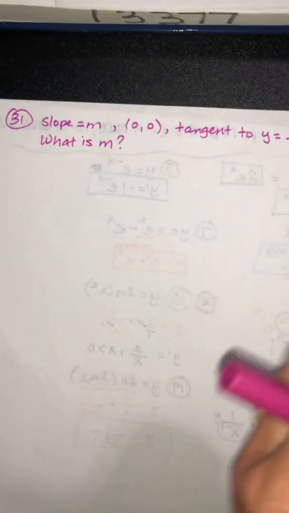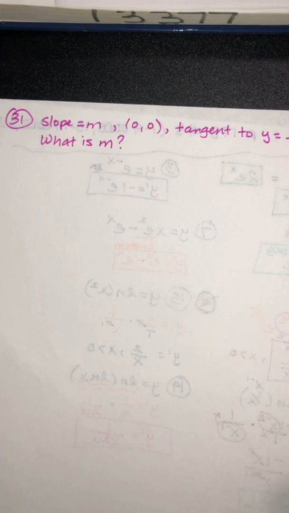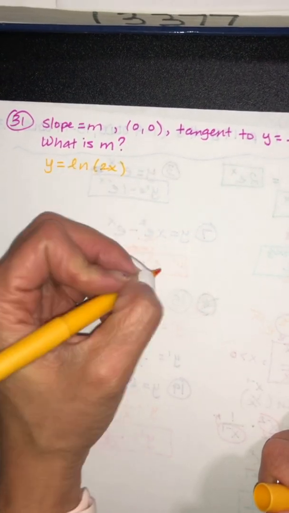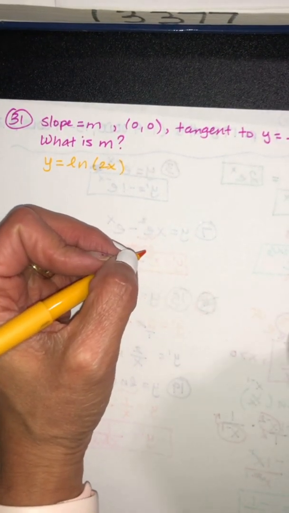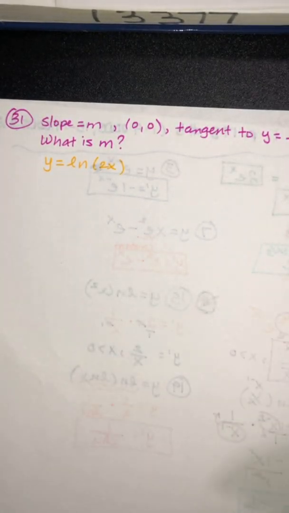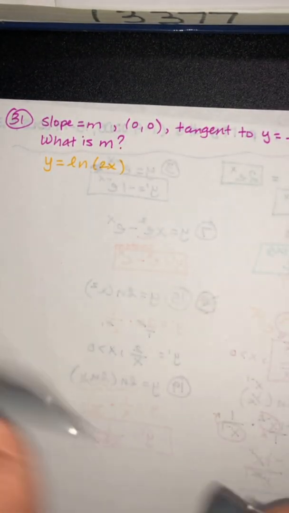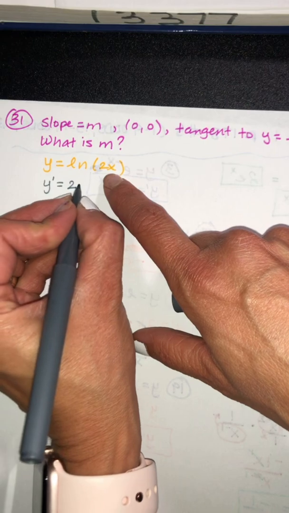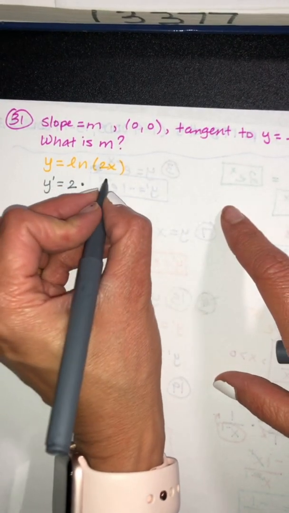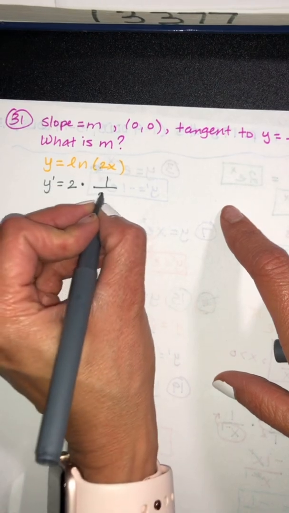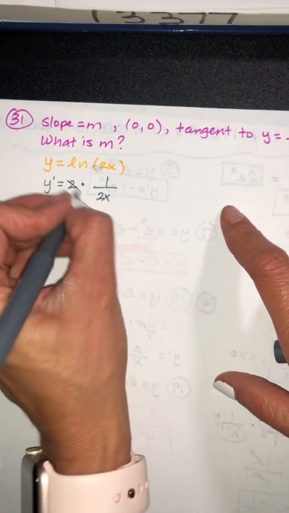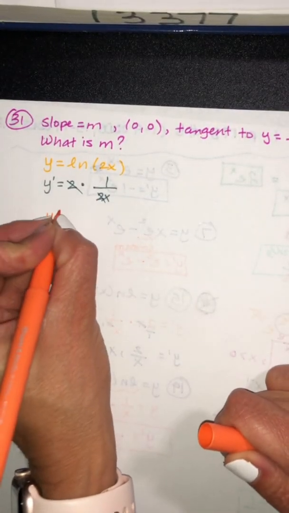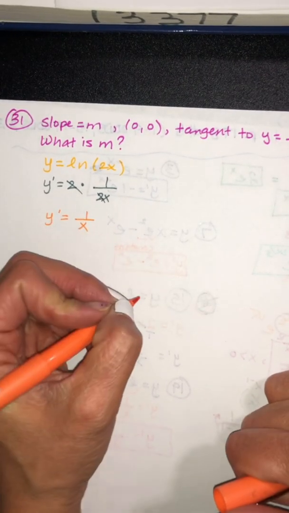So let's start with the function they gave us, y equals the natural log of 2x. When we're finding slope, we need to take a derivative, since the line is tangent to this. So y prime equals the derivative of the inside, 2x, which is 2, times the derivative of natural log, which is 1 over the inside, 2x. These 2's cancel, and we get y prime equals 1 over x.